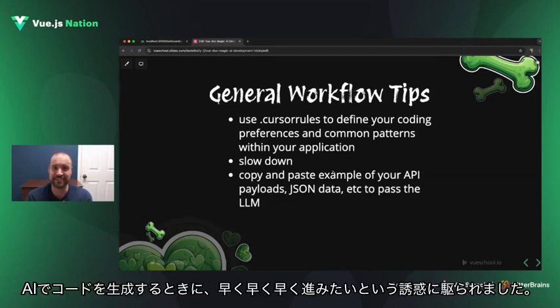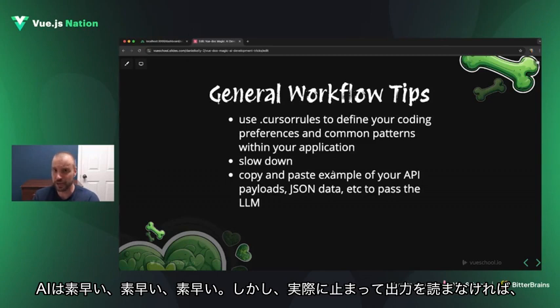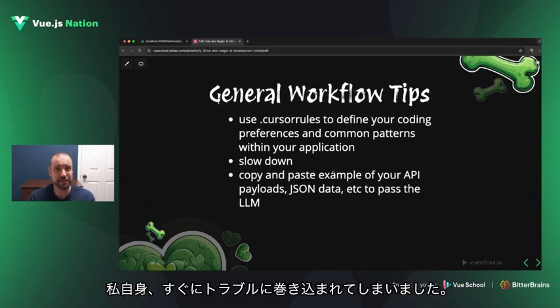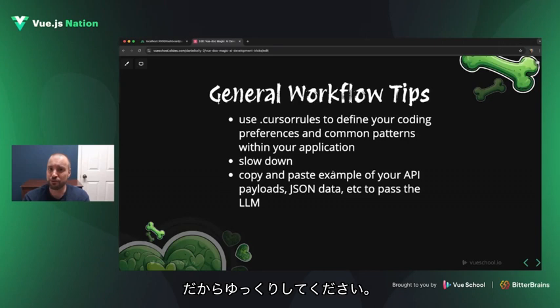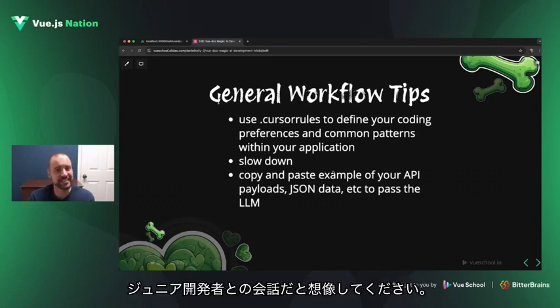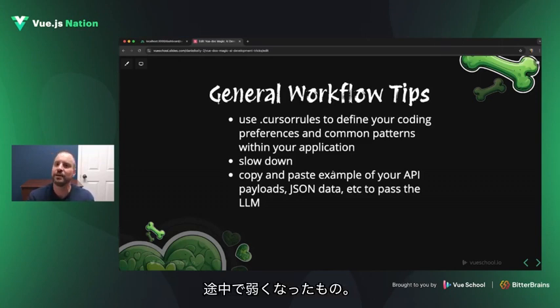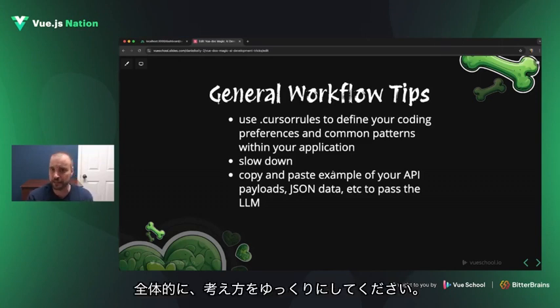Slow down. I found it very tempting when generating code with AI to move quick, quick, quick, because the AI is quick, quick, quick. But if I didn't stop and actually read what it output, I found myself getting into trouble fairly quickly. So slow down. Don't trust everything it says. Read things. Pretend it's a conversation with a junior developer. Tweak things along the way. Overall, just slow your mindset down.